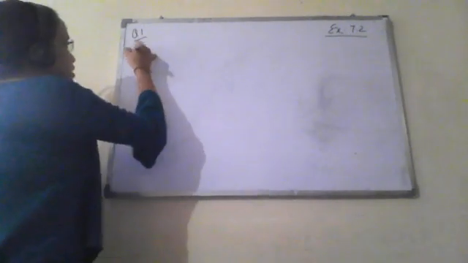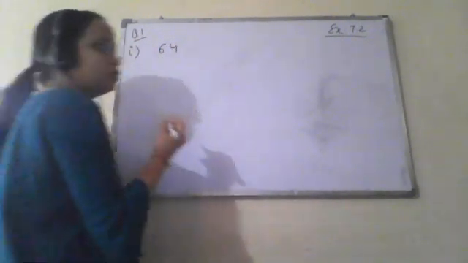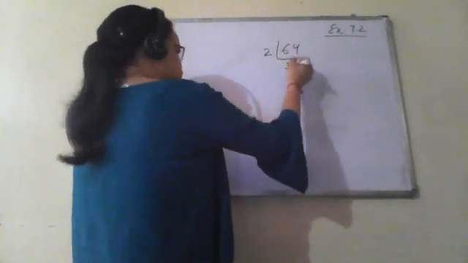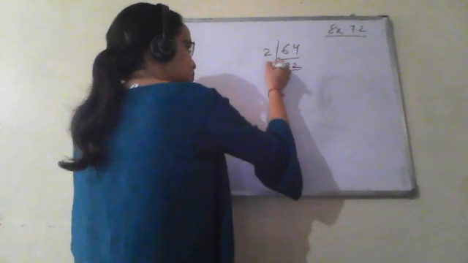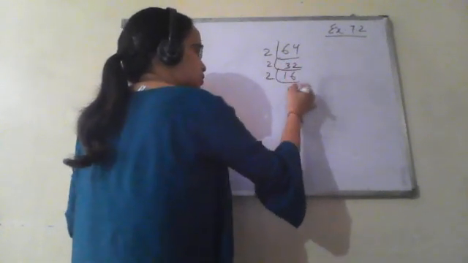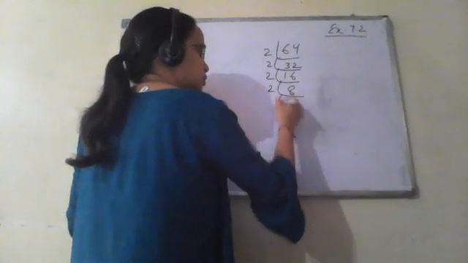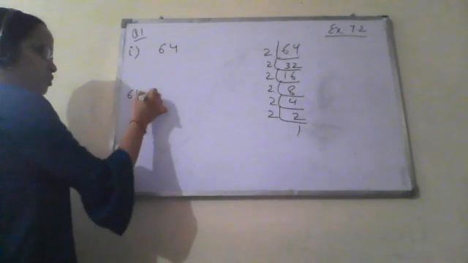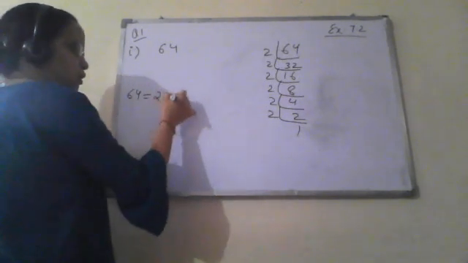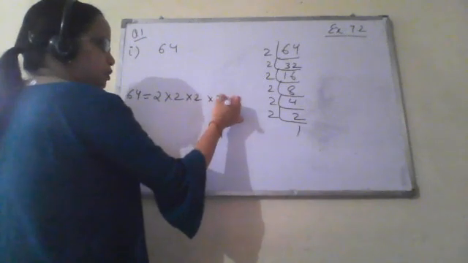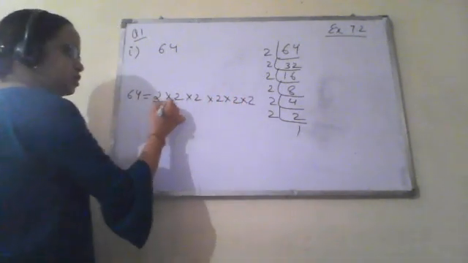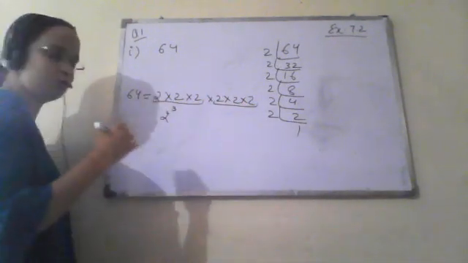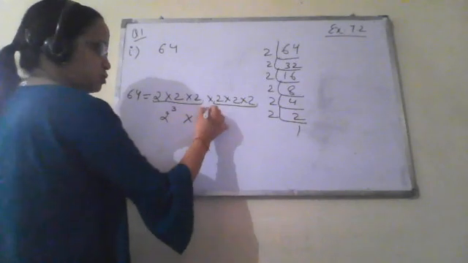So first is 64. We have to find the prime factors of 64. The prime factors of 64 will be 2 into 2 into 2 into 2 into 2 into 2. This occurs in a pair of triplets. This is also a triplet. So it can be written as 2 to the power 3 or 2 cube. And this also can be written as 2 to the power 3 or 2 cube.